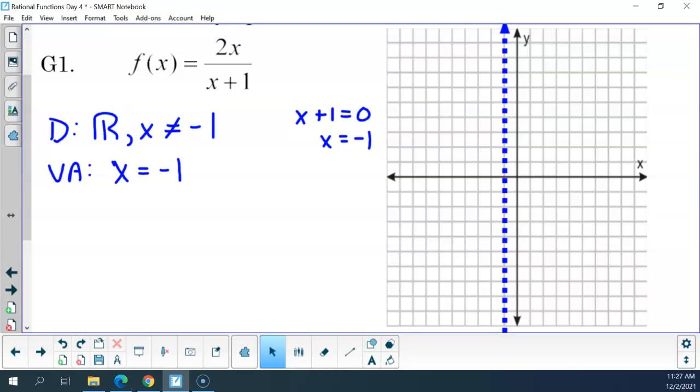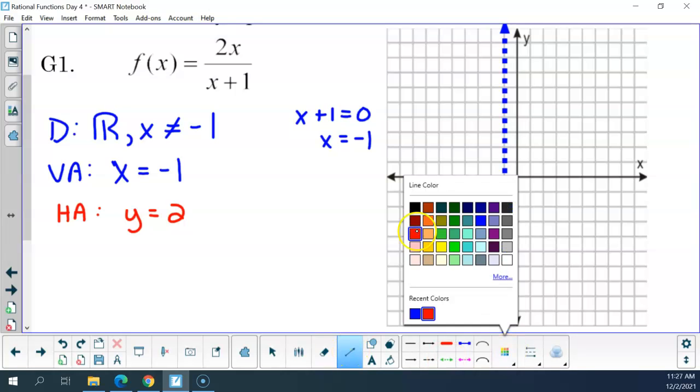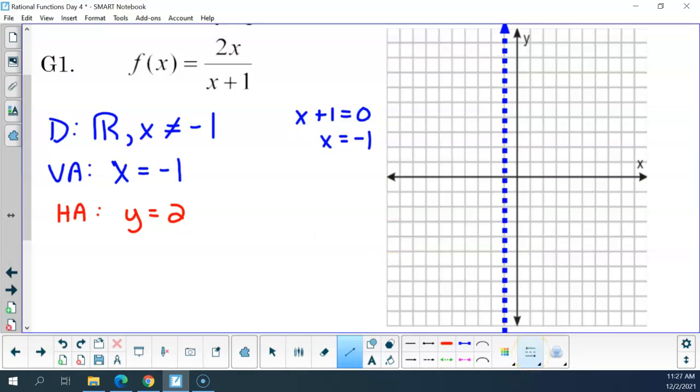Step number 2. Find the horizontal asymptote. Degree of the top, 1. Degree of the bottom, 1. That's the same, right? So now we look at the coefficients. Lead coefficient on top is 2. Lead coefficient on the bottom is 1. So it's y equals 2. That line is going to go on our graph, 2 up from the origin. Step number 2. Done.